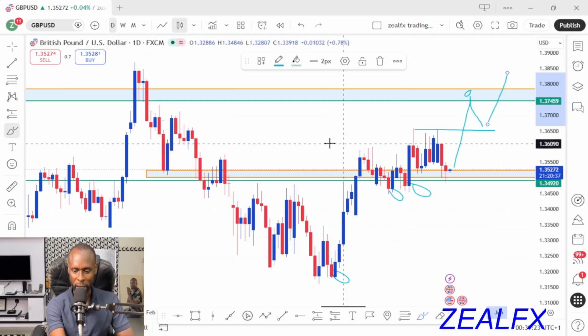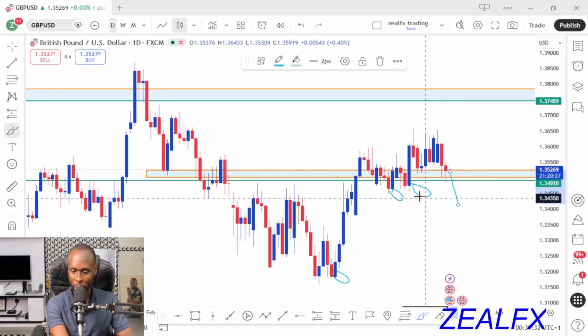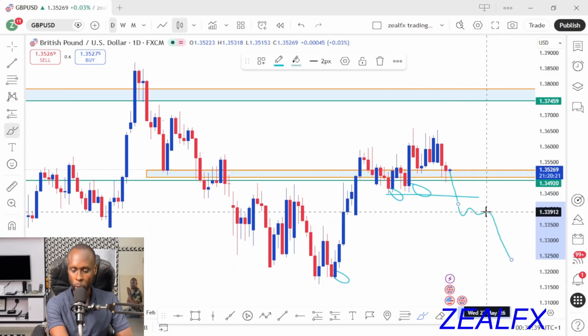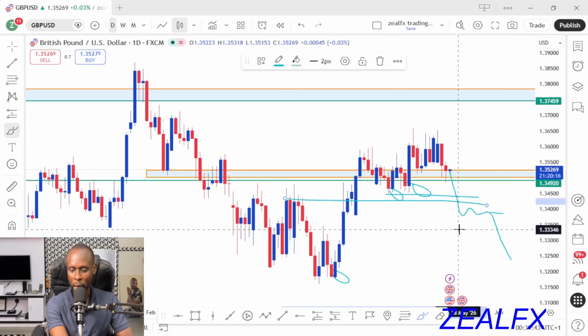So let's look at the sell scenario for the pound USD. For the sell scenario, we need price to create a series of lower highs. We need price to break below this area, then price retests, then price can start creating a series of lower highs. Then we can start looking for our possible selling opportunity from this particular level. So once we see price break below these levels and start creating a series of lower highs, then we can start looking for possible selling opportunity on the pound USD.